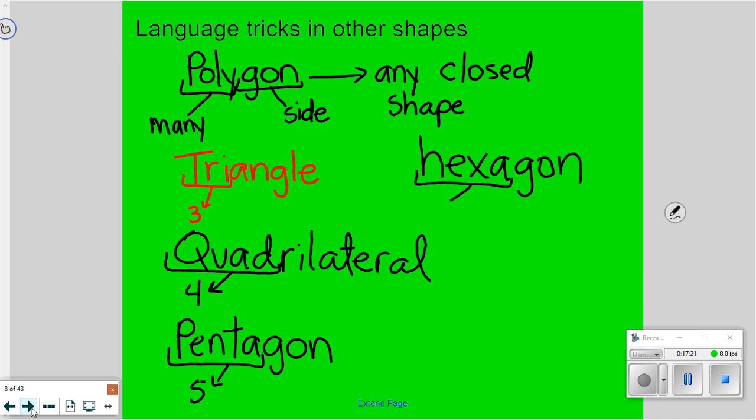Hexagon, prefix hexa, means 6. So how many sides do we expect a hexagon to have? 6. It's really that obvious.